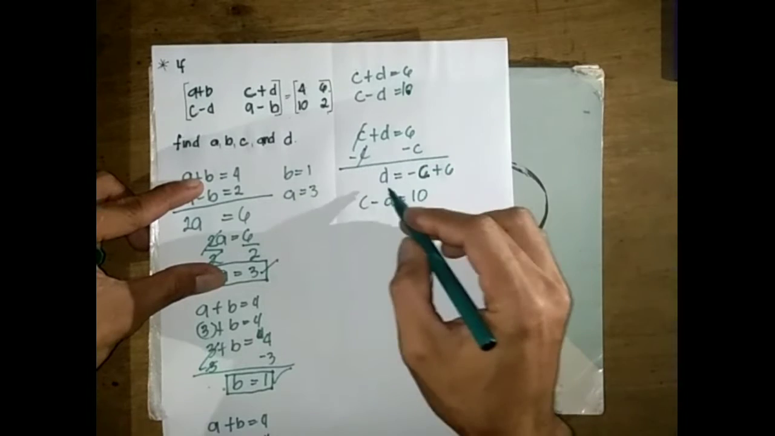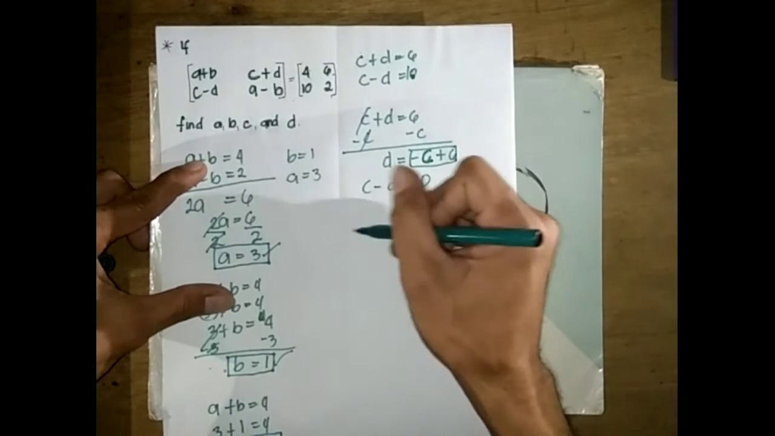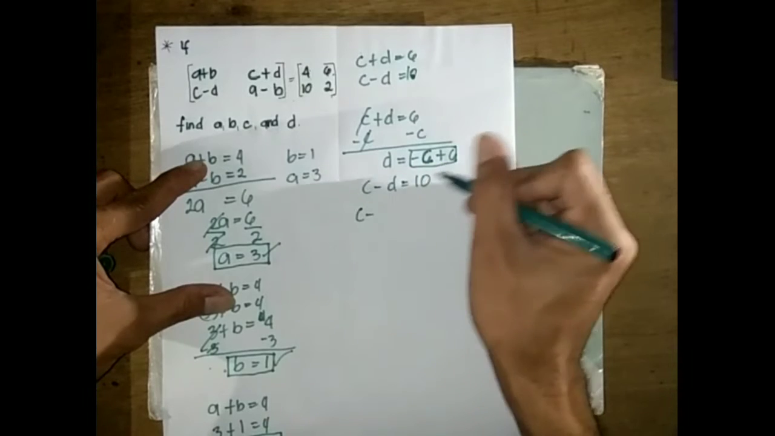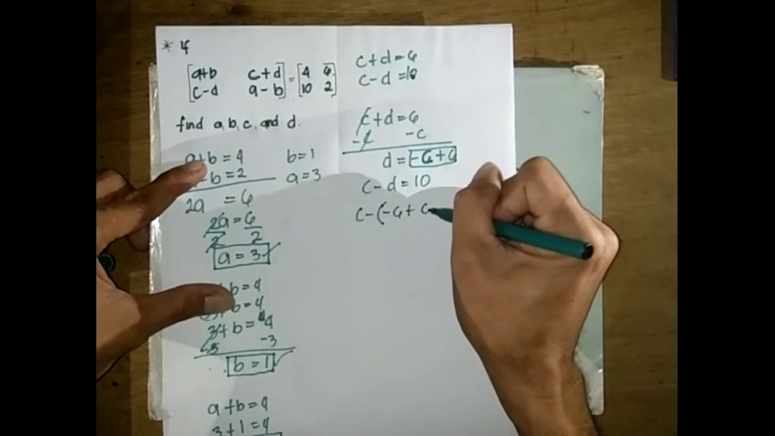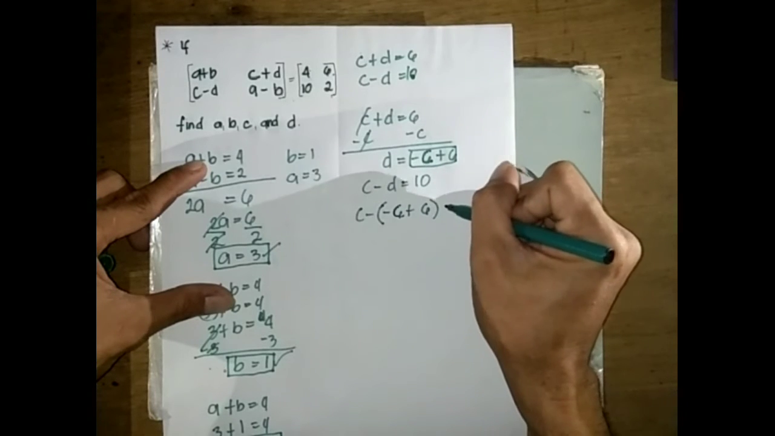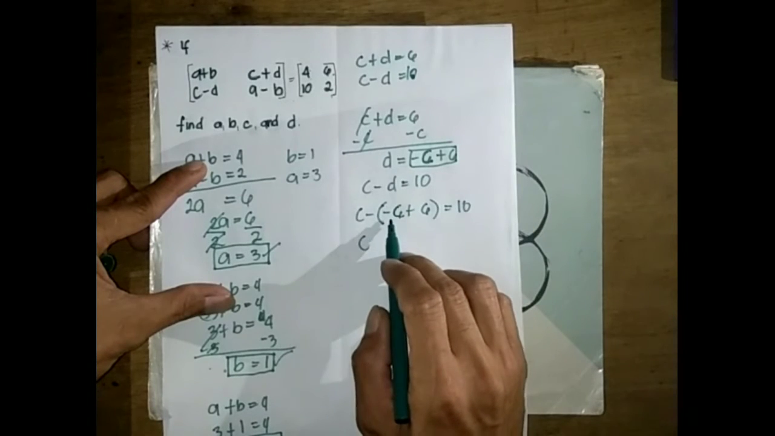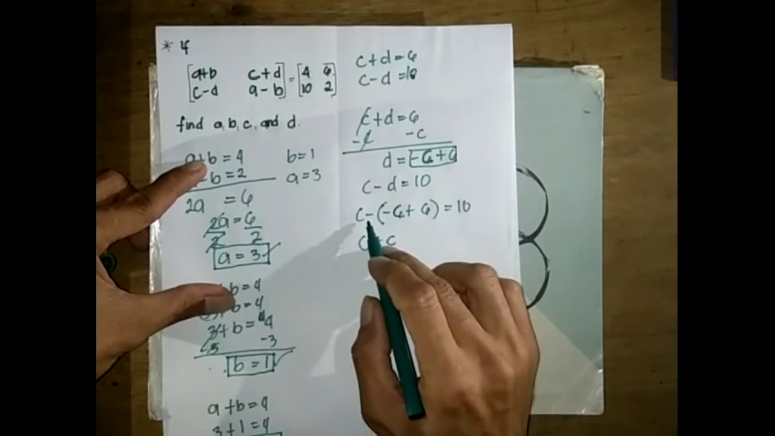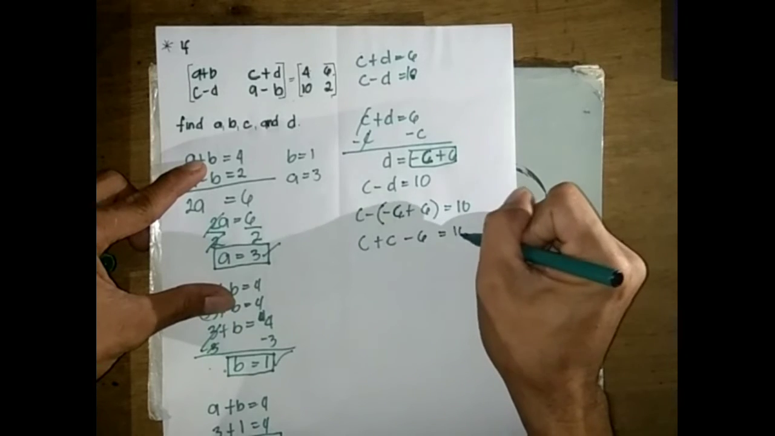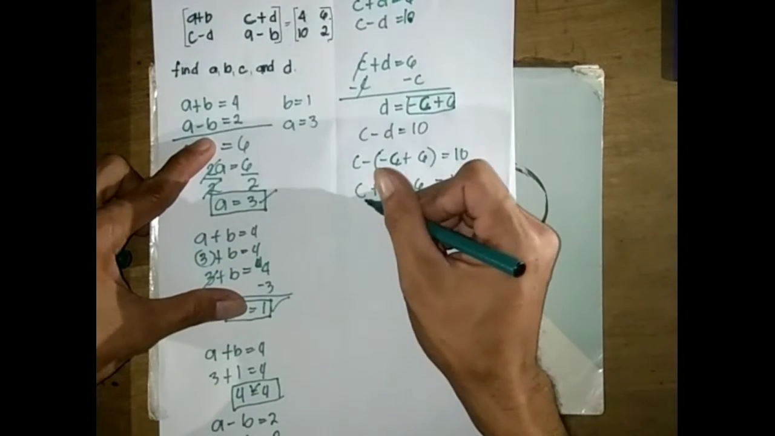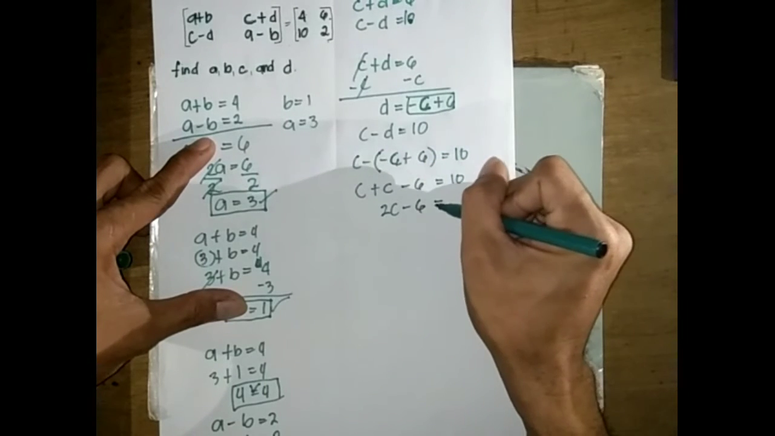Then, kopyahin natin yung second equation, which is C minus D is equal to 10. Then, substitute the value of D to the variable D on our second equation. C minus, negative C plus 6. Negative times negative C is equal to positive C, negative times positive 6 is equal to negative 6. Combine like terms, C plus C is equal to 2C, copy negative 6, equals 10.